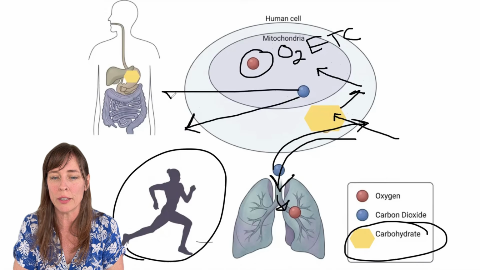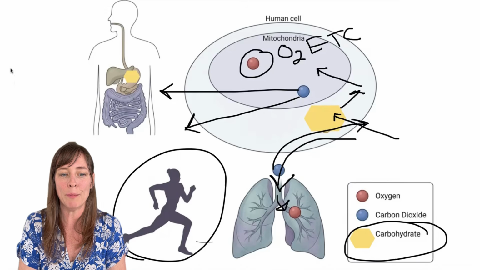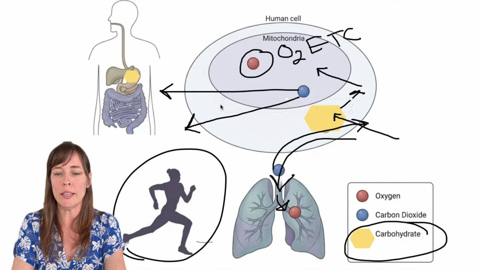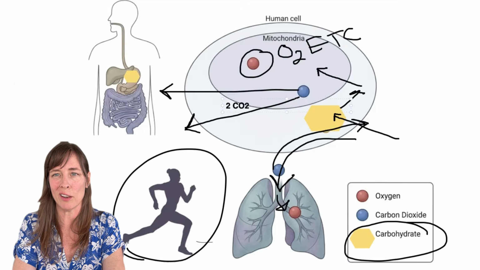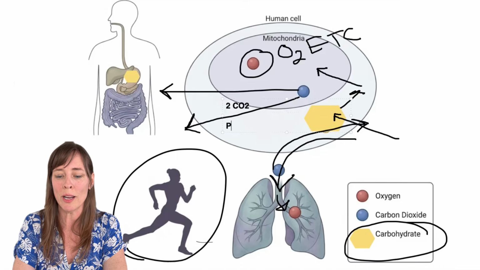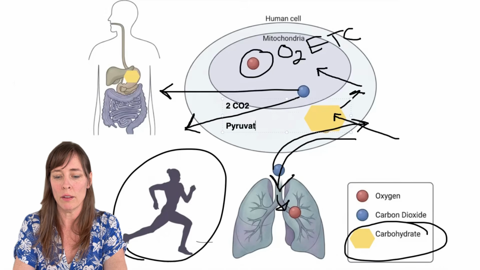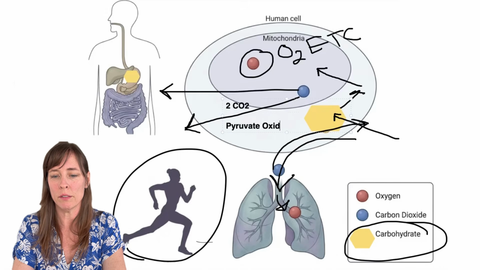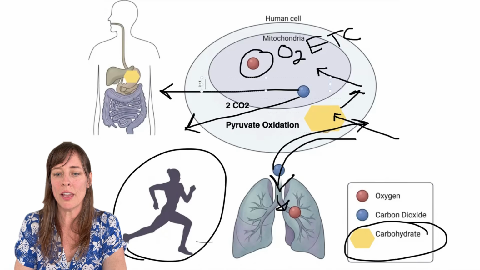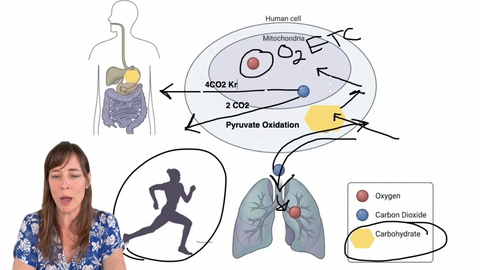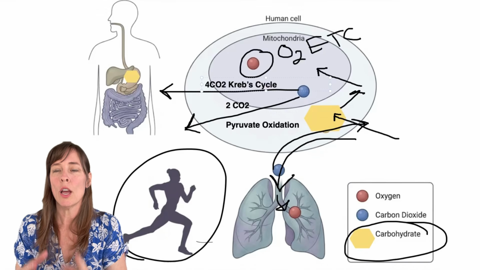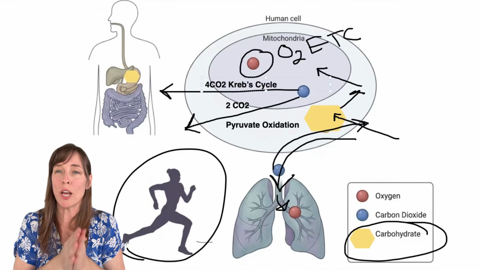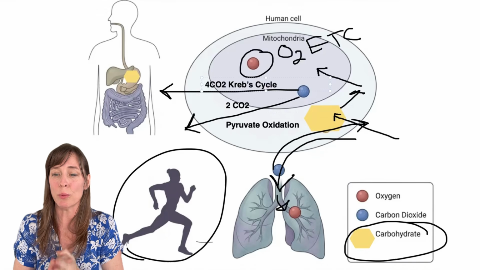That carbon dioxide is going to leave, and it's going to leave for two reasons. The carbon dioxide is going to leave the cell and be breathed out. It's going to leave the cell first. The first two CO2s are going to leave during pyruvate oxidation, and the other four CO2 are going to leave during the Krebs cycle. So that's where the carbon dioxide is leaving in that cellular respiration equation.